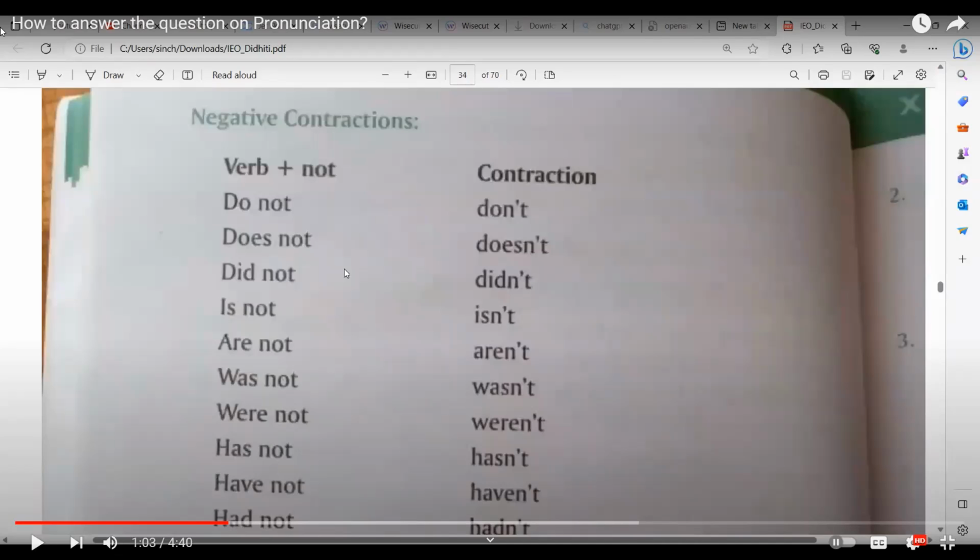Okay, Shruti, can you make a sentence with did not? In the afternoon, she did not eat her lunch. Okay, can you tell me an example with is not, Devanshu?